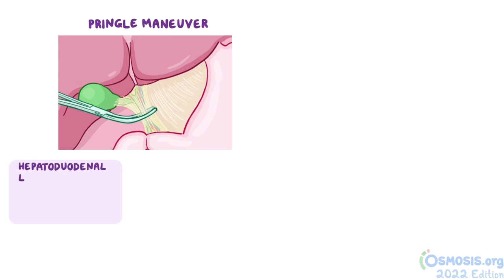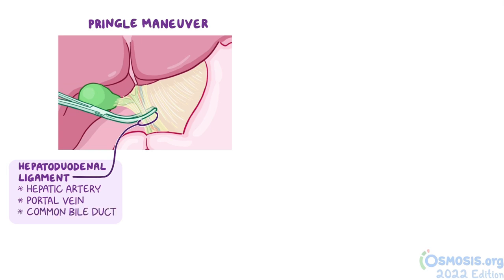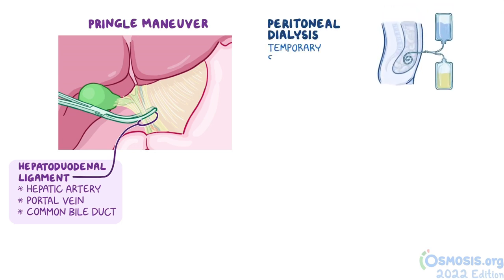A Pringle maneuver is when the hepatoduodenal ligament, which contains the hepatic artery, the portal vein, and the common bile duct, is compressed during hepatic surgery. The peritoneum can be used to remove toxic waste products in individuals with end-stage renal disease. This is called peritoneal dialysis and is a temporary solution for individuals needing dialysis.